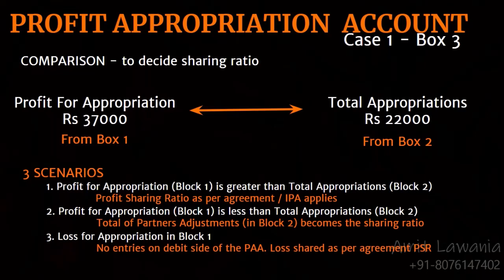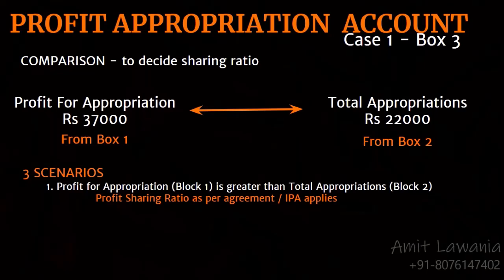that is, no payments will be made to the partners in case of loss. But since we found that the profit for appropriation is greater than total appropriations required by the partners, we select scenario 1, which means that the original profit sharing ratio as given in the agreement and our question will be used. So we have now got our desired output from this box, the profit sharing ratio, which in the question is 2:2:1.